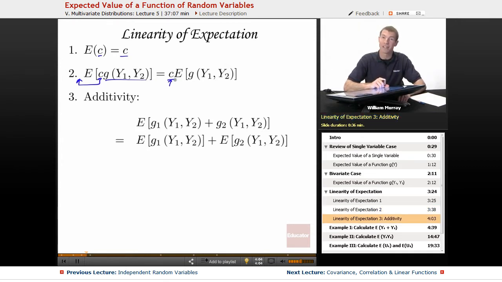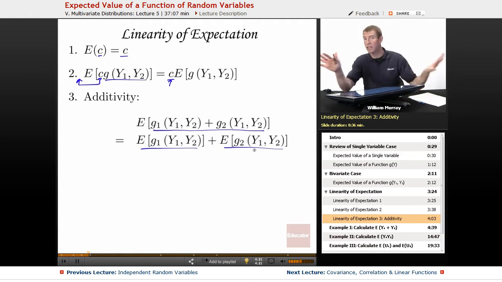Even more useful is additivity. If you have a sum of two functions and you want to find their expected value, what you can do is calculate their expected values separately and then just add them together. So that's extremely useful if you're trying to find the expected value of something plus something else. Just find their expected values separately and then add them together. We'll see some examples when we get to the problems of how that can be really useful. It can save you doing a lot of very complicated integrals and sometimes reduce them to much simpler integrals.